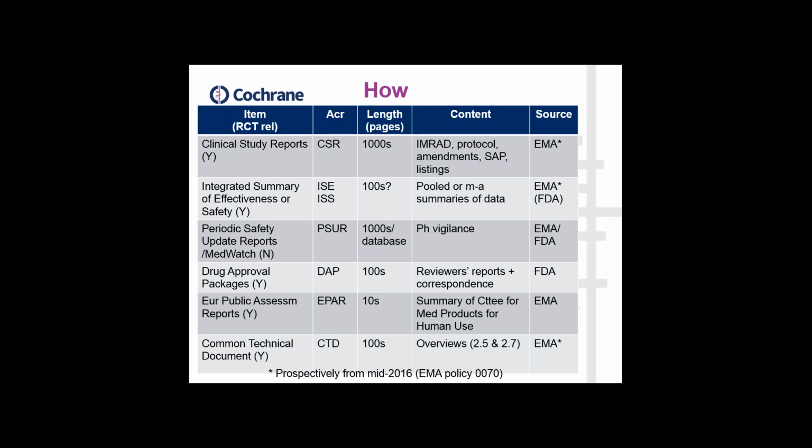And then there's probably the least known of the types of documents which we will have access to from mid-2016, which is the parts 2.5 and 2.7 of the Common Technical Document, or CTD. These are hundreds of pages, sometimes even thousands. But the most important part, for me at least, of these overviews is the trial development plan, or evidence development plan, which is the sponsors' summary tables of the trials planned, already carried out, and the ones that are ongoing.